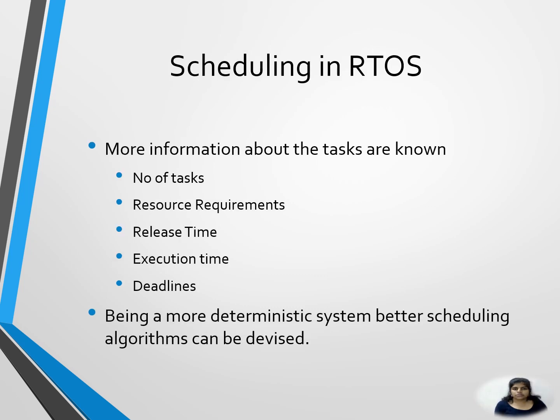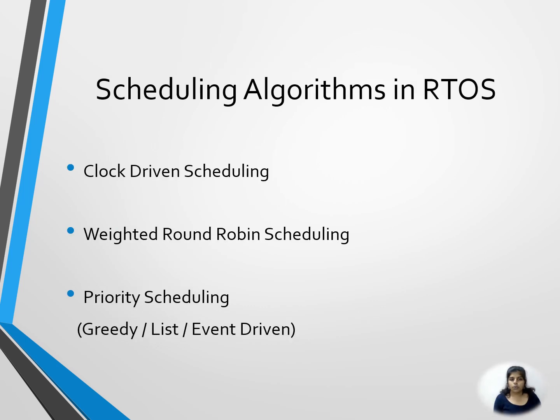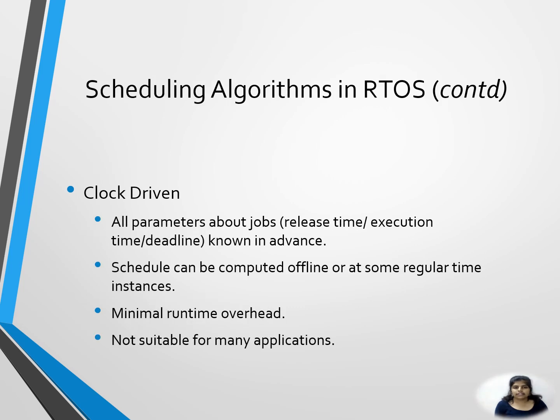Scheduling in an RTOS: more information about the tasks is known, such as number of tasks, resource requirements, release time, execution time, and deadlines. Being a more deterministic system, better scheduling algorithms can be devised. Some scheduling algorithms in an RTOS are clock-driven scheduling, weighted round-robin scheduling, and priority scheduling, also known as greedy, list, or event-driven. Let's discuss these scheduling algorithms.